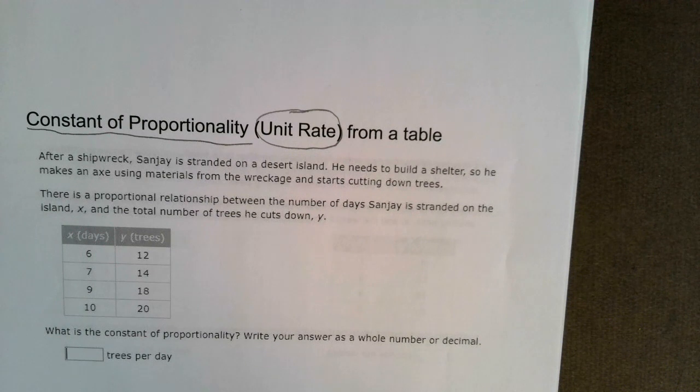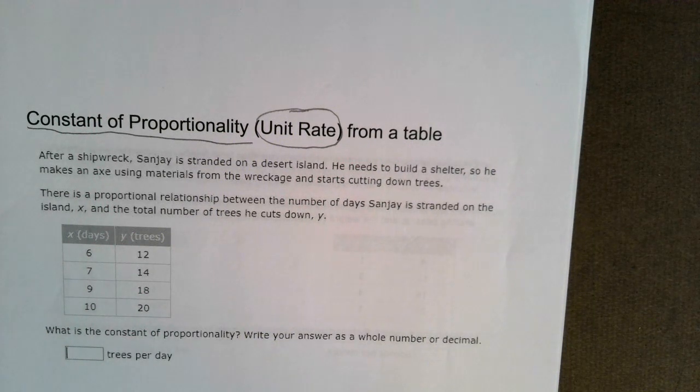So in this particular one, after a shipwreck, Sanjay is stranded on a desert island. He needs to build a shelter, so he makes an axe using materials from the wreckage and starts cutting down trees. There's a proportional relationship between the number of days Sanjay is stranded on the island, which is X, and the total number of trees he cuts down, which is Y.